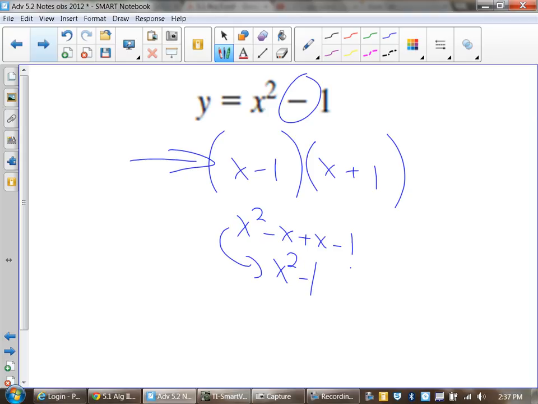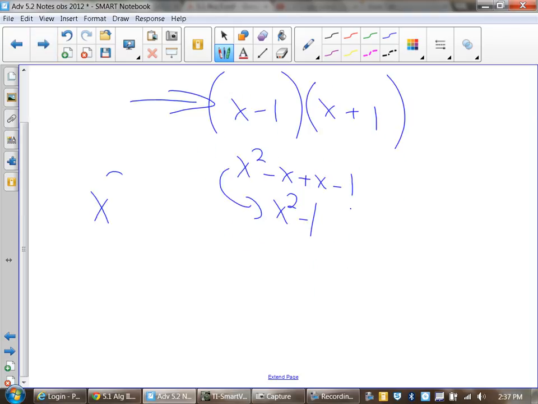Then it can't do that pattern. So it only works with x squared minus 4. That'll work. That'll be x plus 2, x minus 2. So you take the square of the number being added or subtracted.